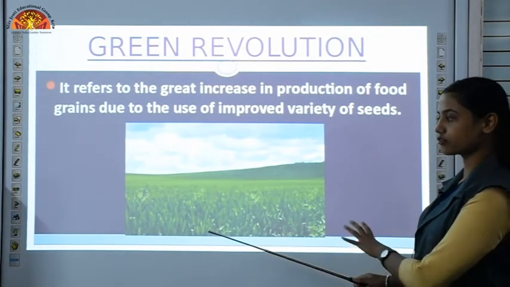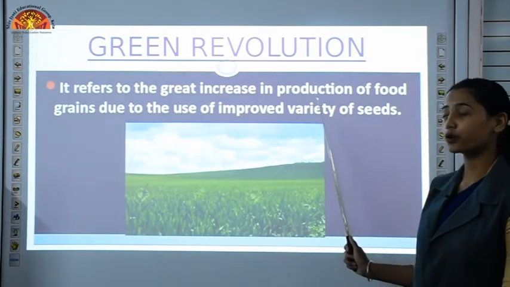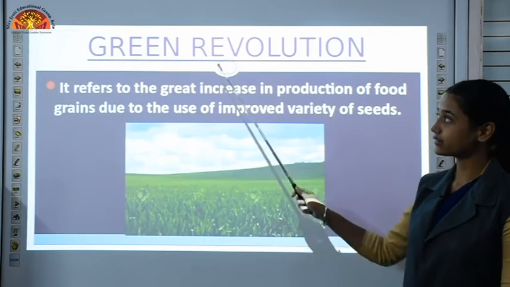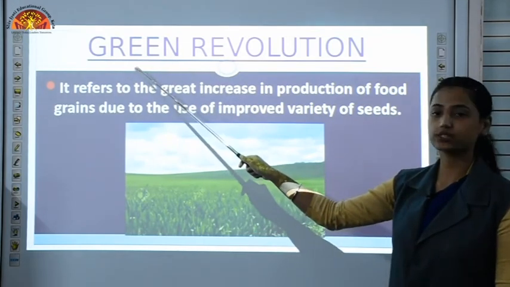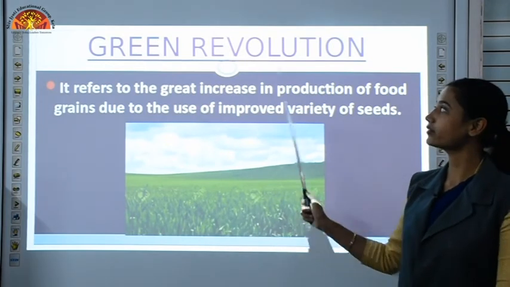So the same in case of seeds, we have improved the quality of seeds and we are increasing the production of our grains, and that's why it is known as green revolution. Why are we using this green color? Because we know that plants are green in color, that's why green revolution.